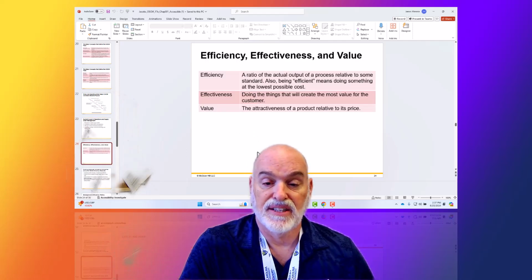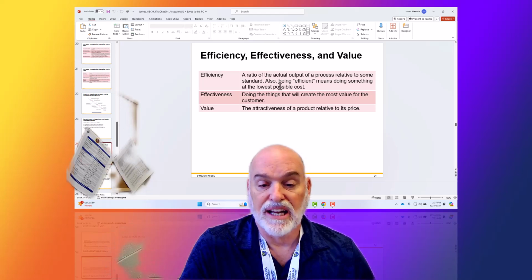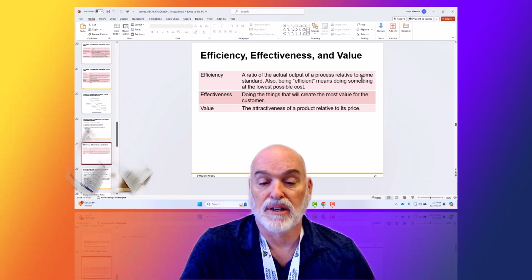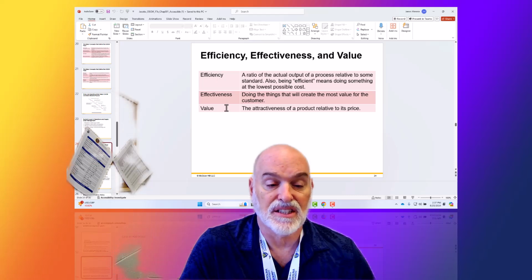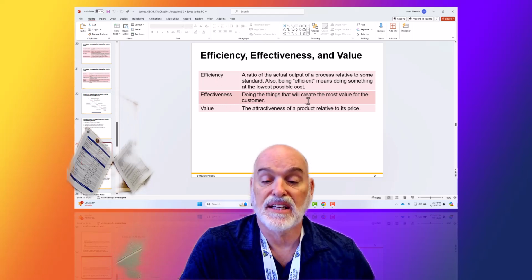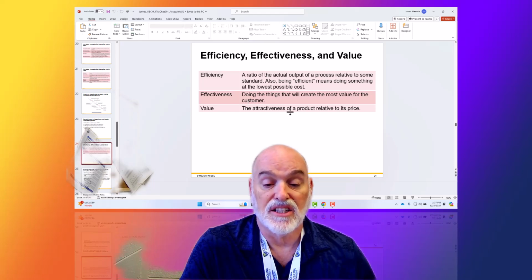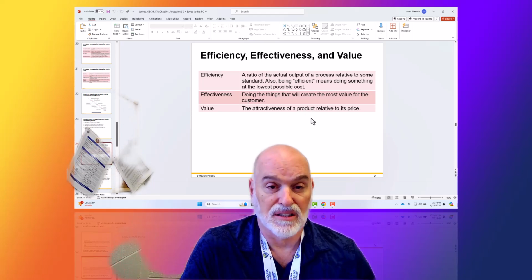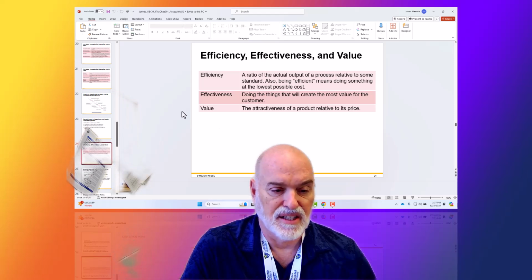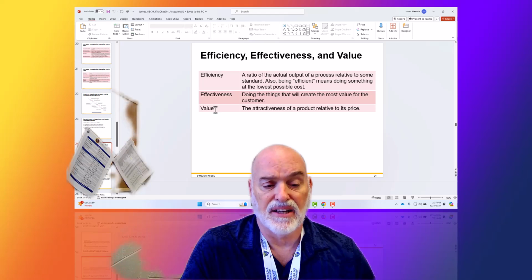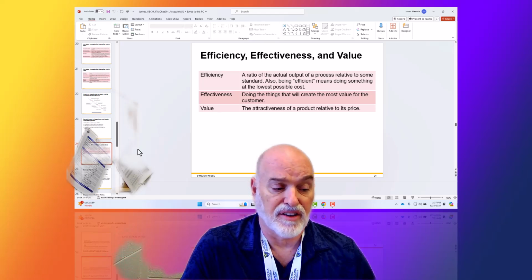Efficiency, effectiveness, and value. Efficiency is a ratio of the actual output of a process relative to some standard. Effective means doing the things that will create the most value for the customer. And what is value? The attractiveness of a product relative to its price. Efficiency, effectiveness, and value: three things that are very, very important in companies.